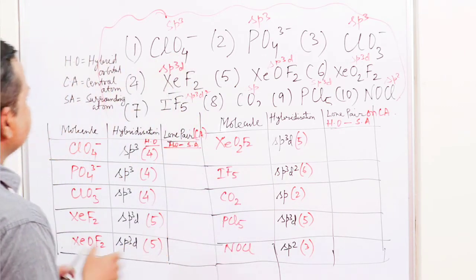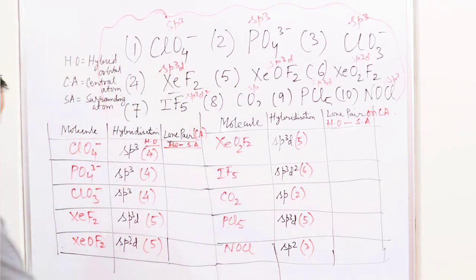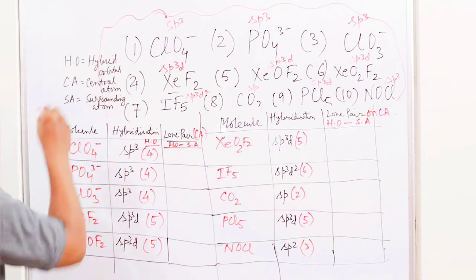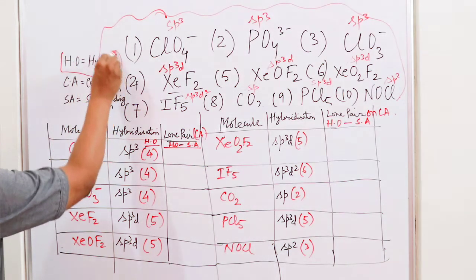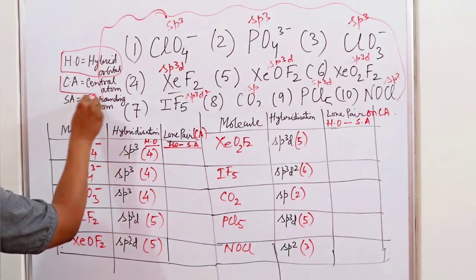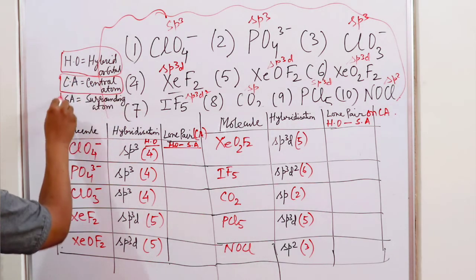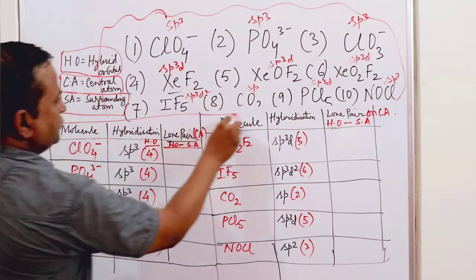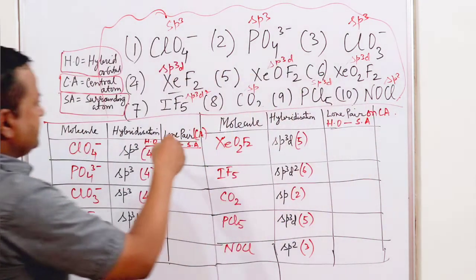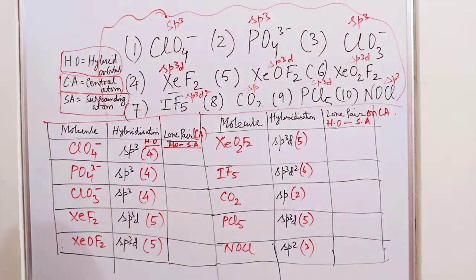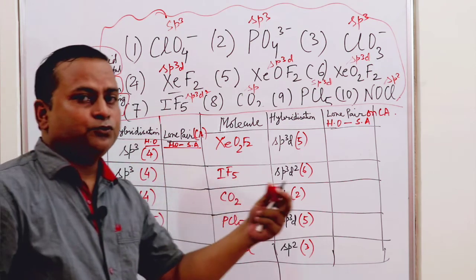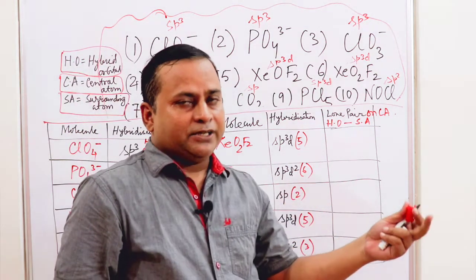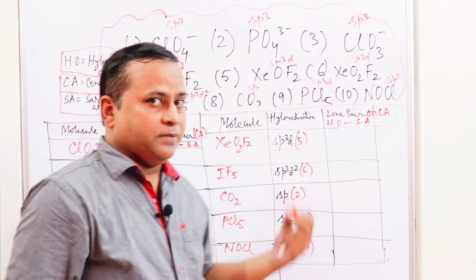Now I am using here some abbreviations: first of all, HO for hybrid orbital, CA for central atom and SA for surrounding atom. I have made a table for you all just now, of the molecules whose hybridization we have found out. I have written the hybridization here. Now I am telling you how to find out the lone pair present on the central atom by a trick.